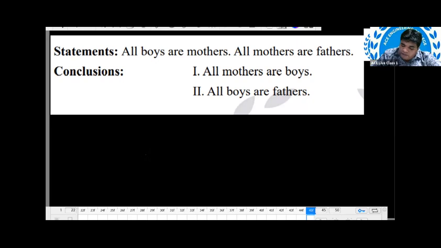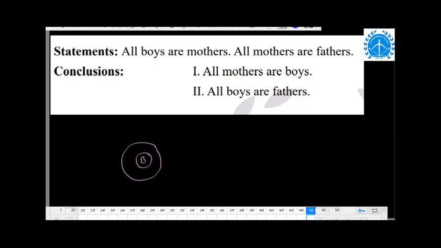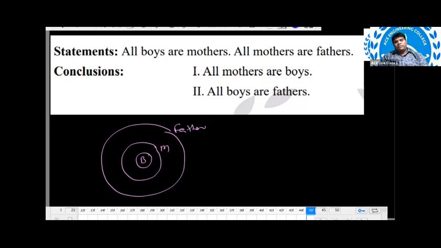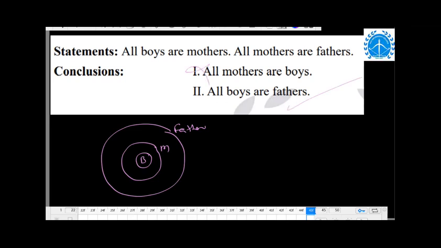All boys are mothers. So boys, everybody involved in a mother. Okay. So all mothers are fathers. Is there any other chance diagram? No, sir. Now see the answer. All mothers are boys. Is it right? Wrong, sir. So wrong. So all boys are fathers. Is it right? Correct, sir. All boys are fathers.